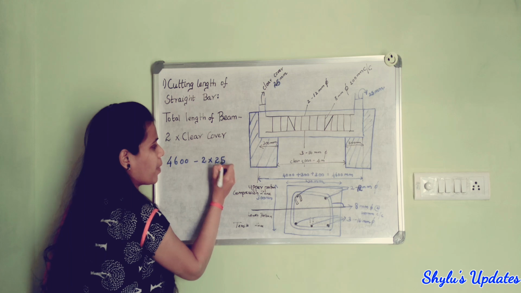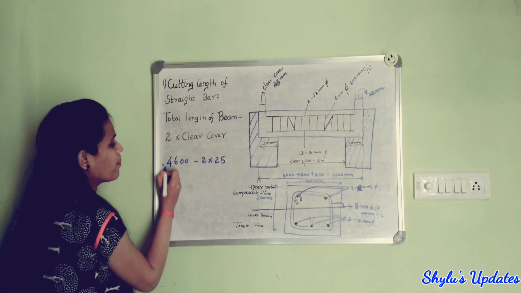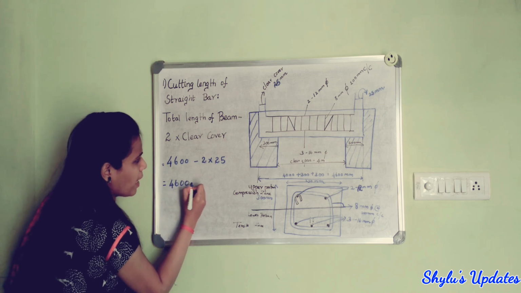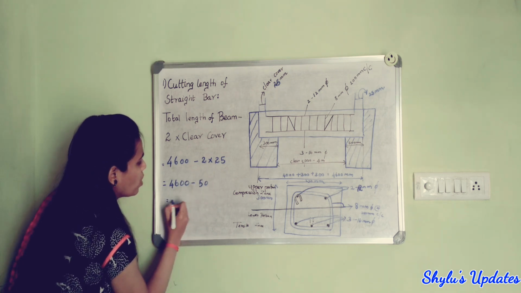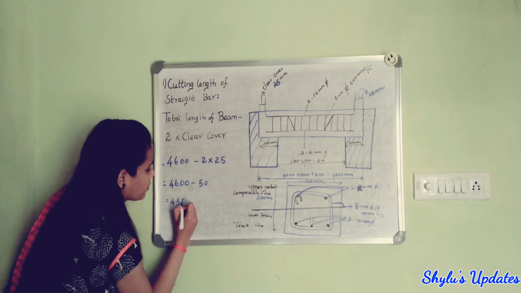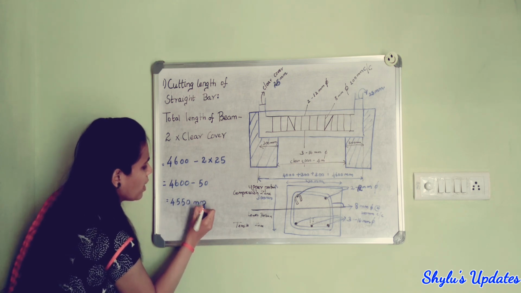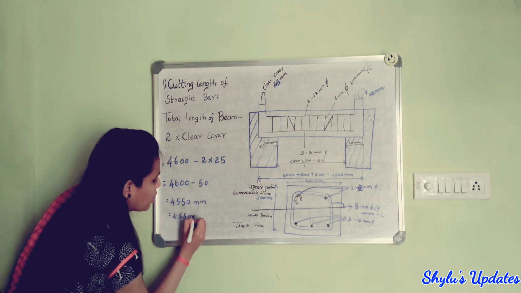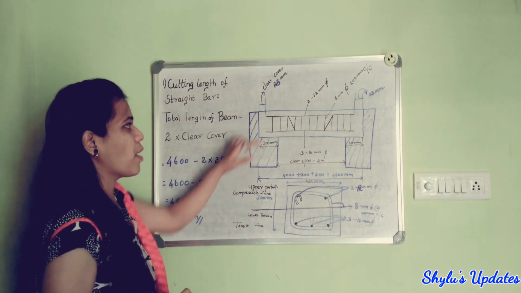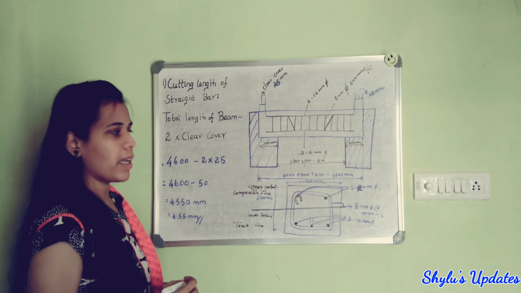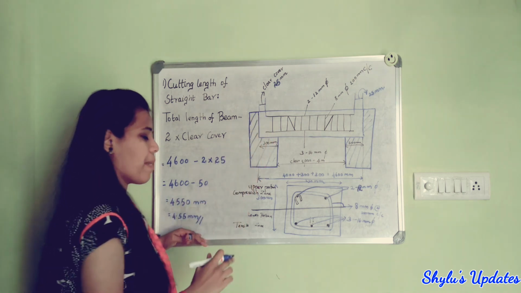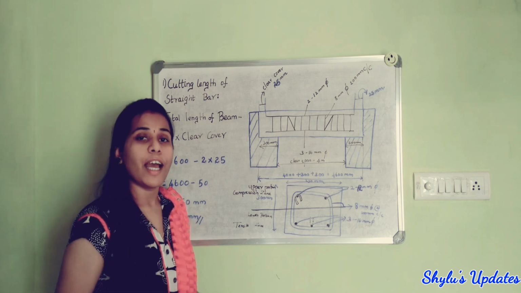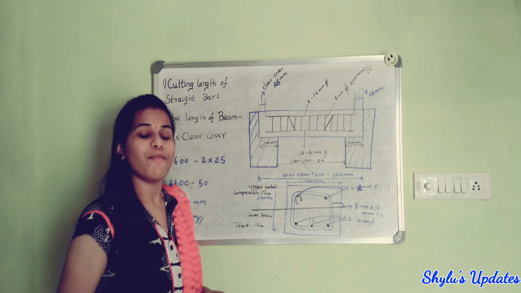So 25 mm. When we solve this, we get cutting length of straight bar equal to 4600 minus 50, equal to 4550 mm, which is 4.55 meter. So this is the answer for both of these straight bars. For the top straight bar also the same answer, and the bottom straight bar also the same answer. Now let us find the cutting length of bend up bar.